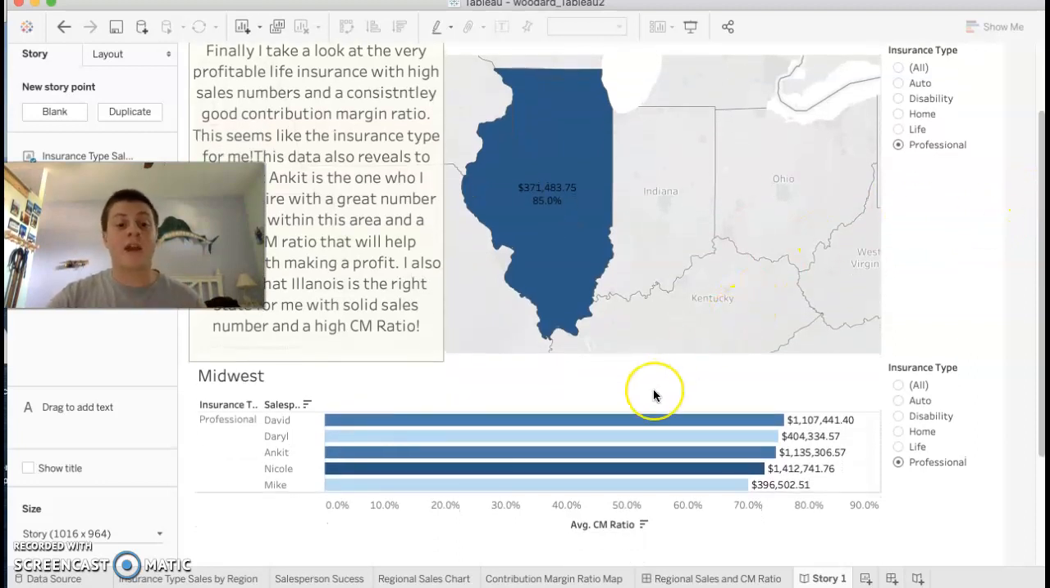And then now he has to go down and look at which salesperson is going to be the best fit for him. John looks down and sees that Ann Kit has a great contribution margin ratio with a great number of sales. He believes that this salesperson will be a great member of his team, and this is the decision he's made. So in the end, all this data reveals to him that these are the decisions he wants to make and that he wants to start this company.